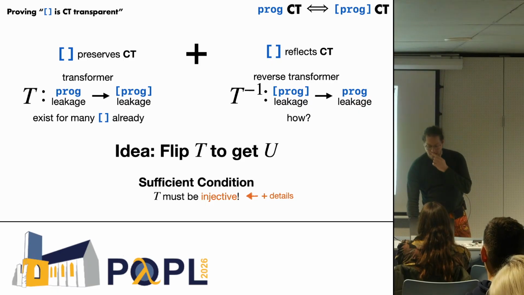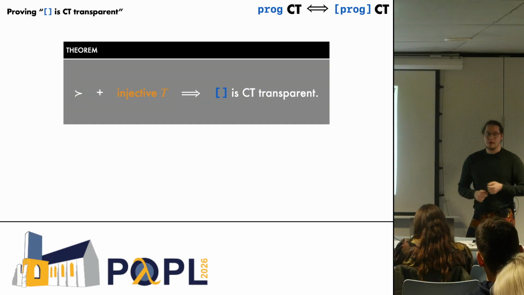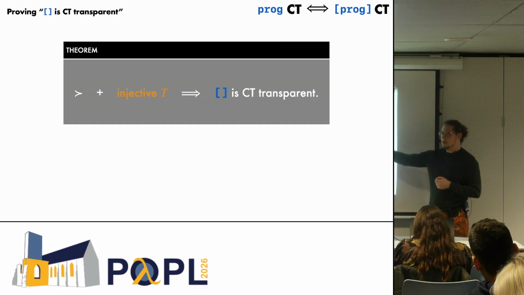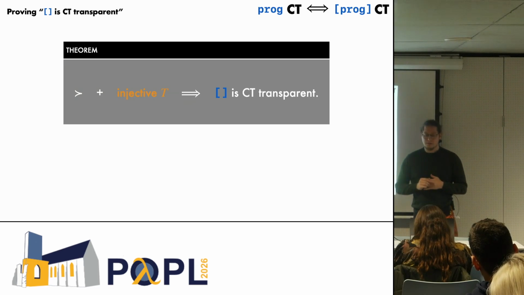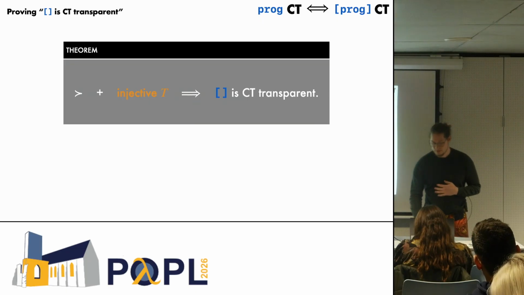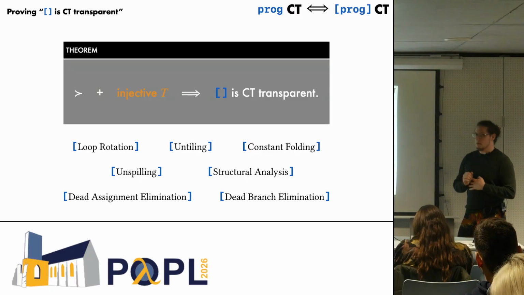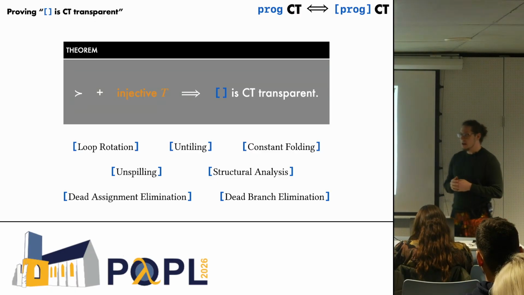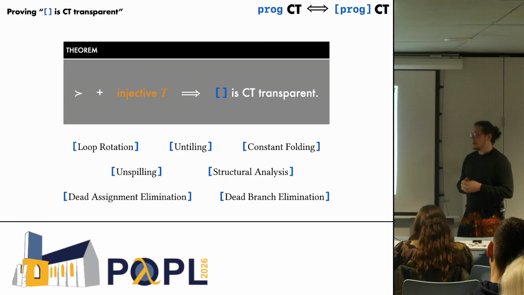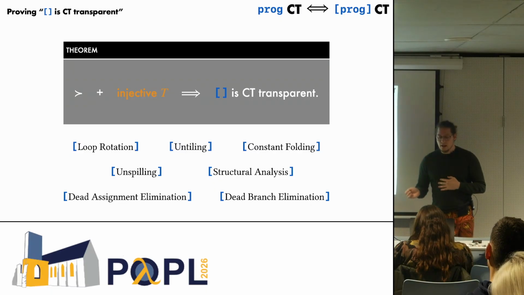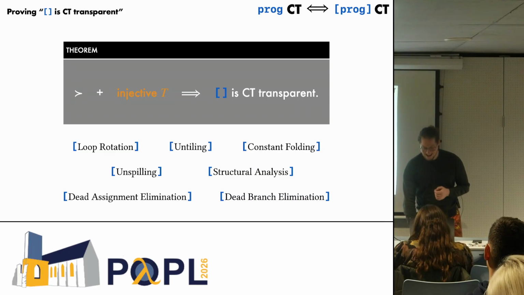So the resulting theorem that we get is, all right, you have your simulation, and now what you need is just the transformer that you already had, but you have to make sure that it is injective. And then you get transparency for free. And we employed this to quite a few transformations just to see that leakage transformers are actually injective in some cases. And we found quite a few cases. We think this is promising to do more.